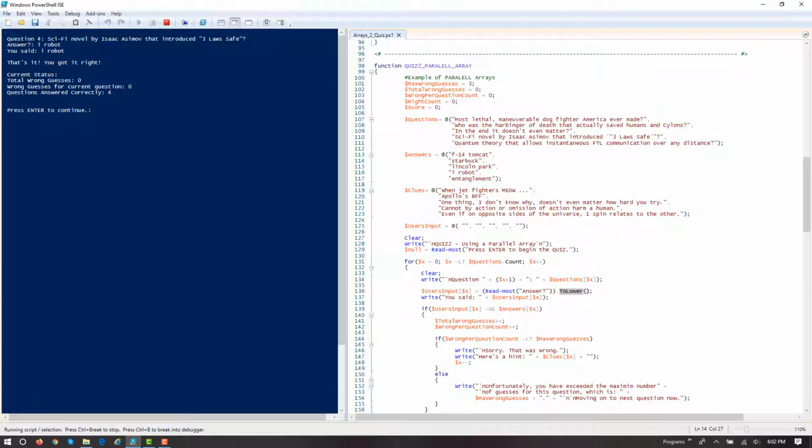And the last question: quantum theory that allows instantaneous FTL, or faster than light, communication over any distance. And that would be the concept of entanglement. Okay. So questions answered correctly 5. And I'll just go ahead and exit there.